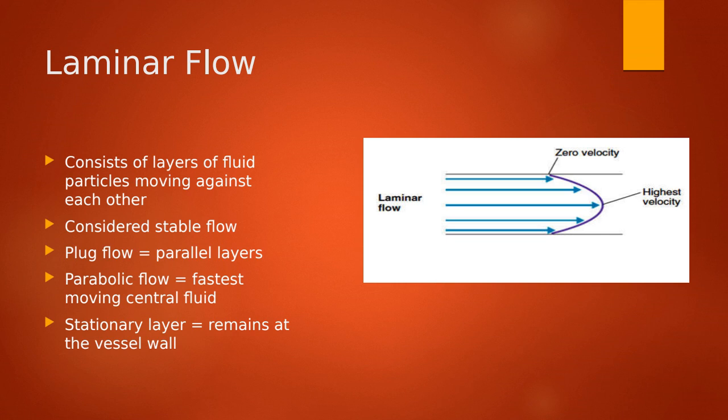It's going to travel in parallel layers, so that is referenced as plug flow. And parabolic flow is going to be when we have the middle section, right? So the fluid that's traveling through the most middle part of the lumen of the vessel is going to be traveling a little bit faster. We then have a stationary layer of flow or blood that kind of remains at the vessel wall.